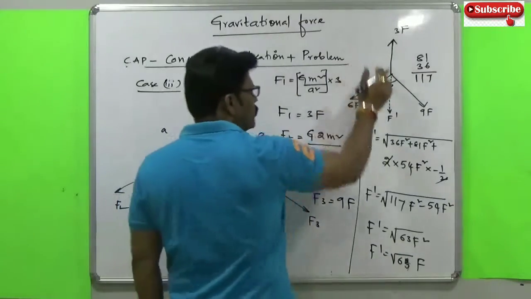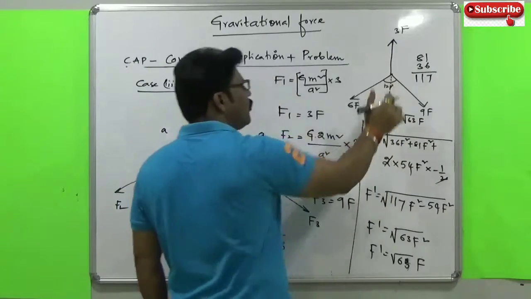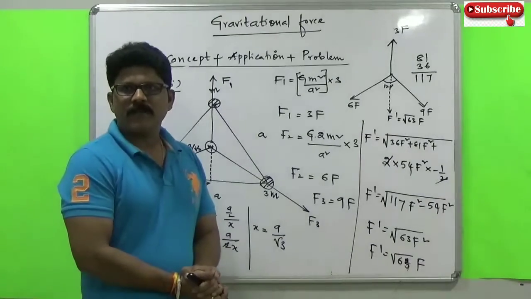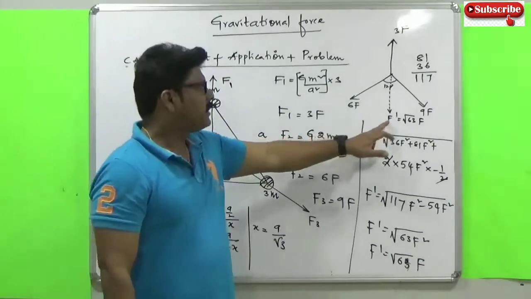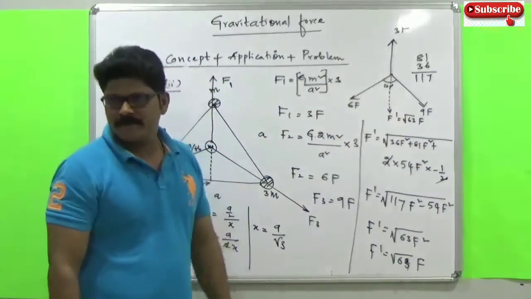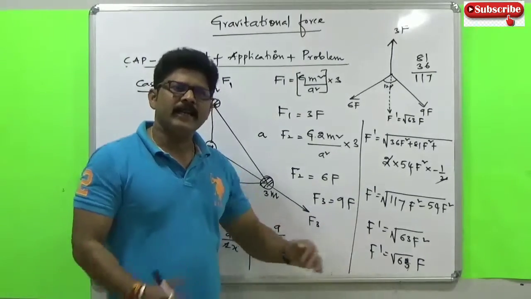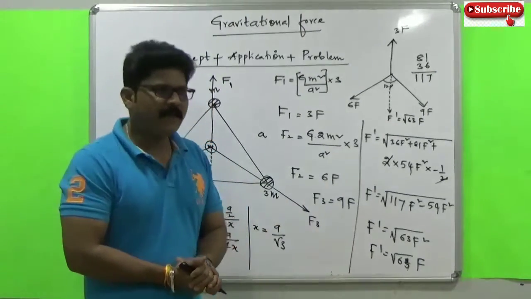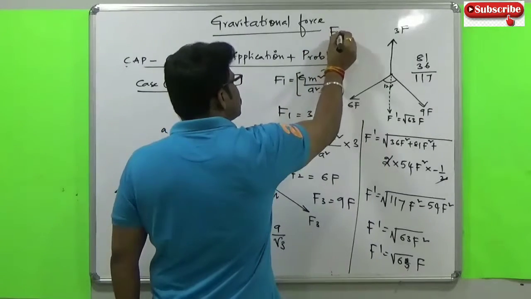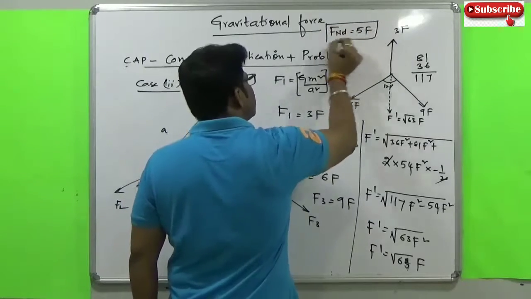Now these both are opposite in direction: root of 63 f and 3f. We can subtract both. If you subtract, then f dash will be root of 63 f minus 3f. Root of 64 is 8, so nearly 8 we can take as the nearby value. Then I will be getting the net force as 5F. So this is the answer, right?